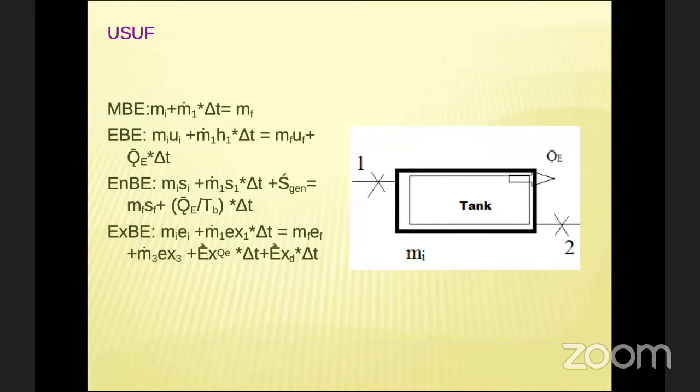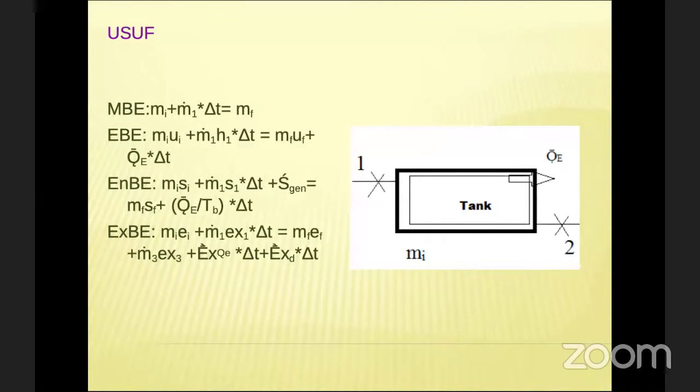So initially the air is inside, now it is a closed system, correct? But while you are filling, according to the time, it will vary. So it is an open system, correct? So the uniform state, uniform flow process is nothing but a combination of closed system and open system. If you look at these equations, you can understand very clearly.